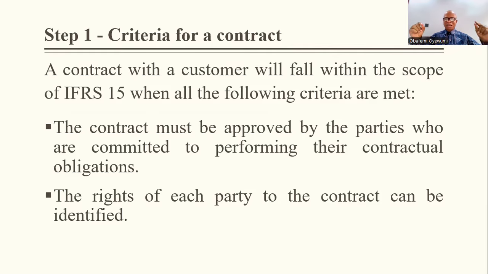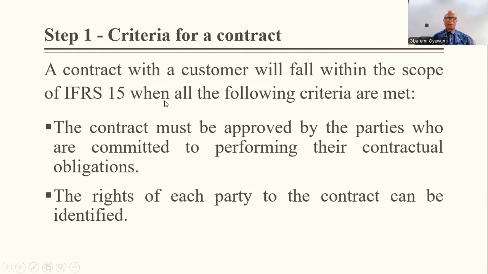So an entity must be able to identify its rights as well as the rights of all other parties to the contract. An entity cannot assess the transfer of goods or services if it cannot identify each party's right regarding those goods. So every party that comes to the table must have a right, and it must be recognized. So it must be well identified.